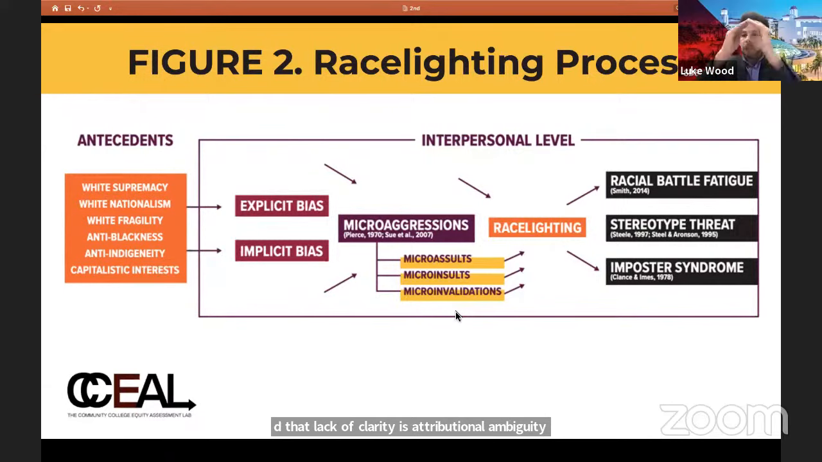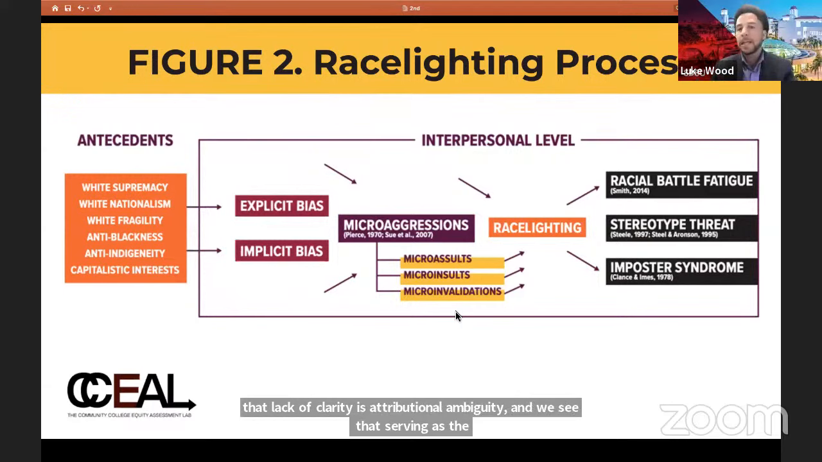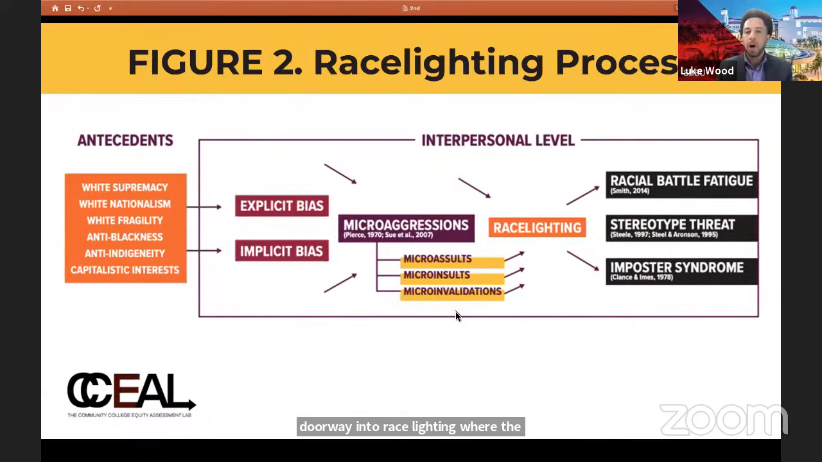And we see that serving as the doorway into Racelighting, where the message, because it's hard to place, is one that then makes someone begin to second guess themselves, their lived experiences, their realities, their knowledge, their capabilities, their decision-making, as I mentioned, their basic humanity. And last time that we were together, we mentioned that there are four different types of Racelighting messages. And it's not that these are the only four. These are just four that we have spent time talking about.